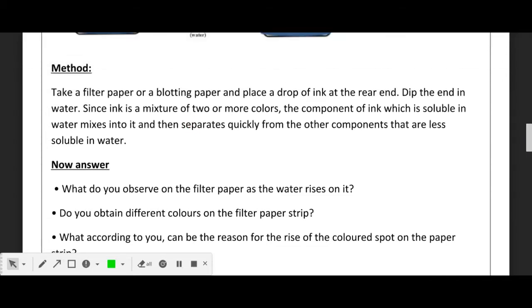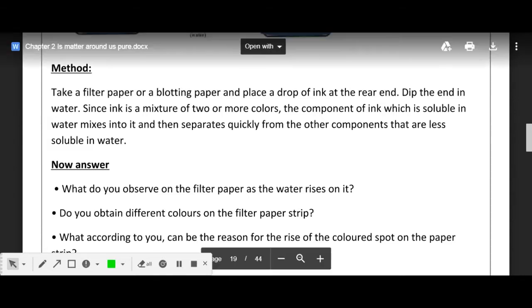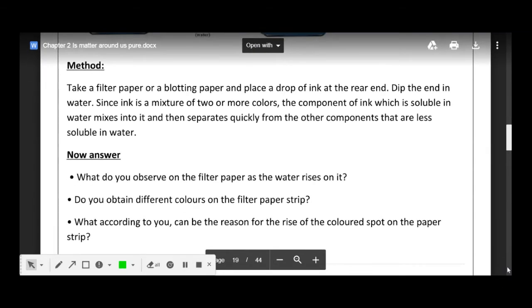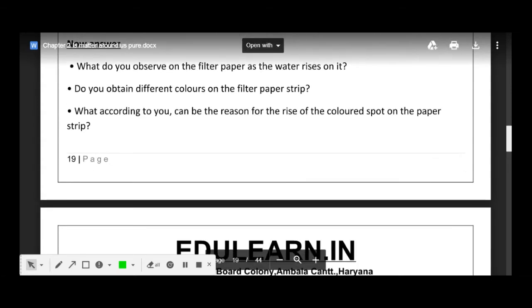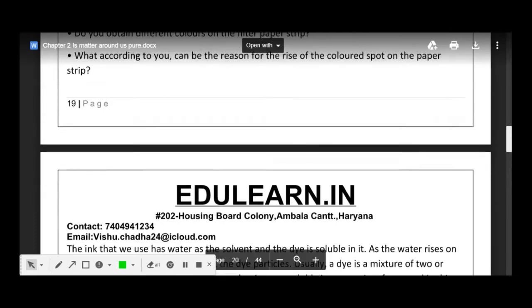पानी को absorb कर लेता है. It will absorb water from the container. So what will happen? What do you observe on the filter paper as the water rises on it? So what you have observed? Let's see. And do you obtain different colors on the paper strip? And what according to you can be the reason?